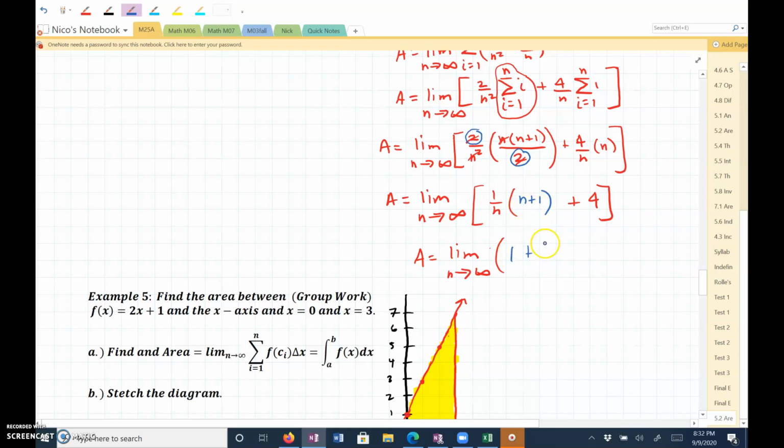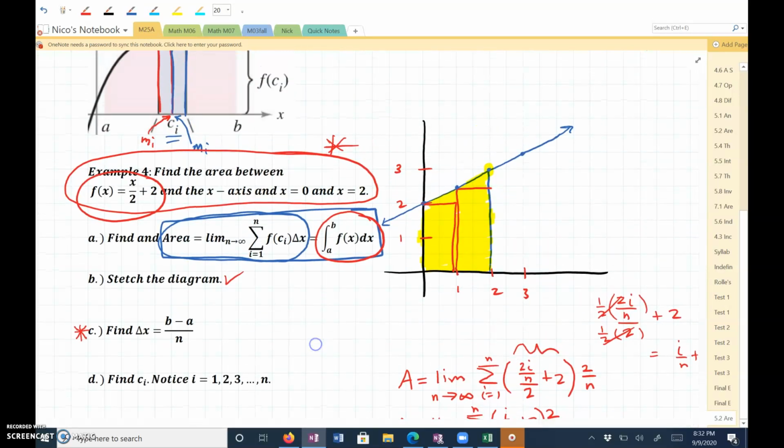This would become 1 over n. And then this would become 4. So then finally, the area, when you take the limit as n approaches infinity of 5 plus 1 over n, if n approaches infinity, 1 over a very, very large number would be 0. So 5 plus 0 would be 5. That would be the area underneath this curve.